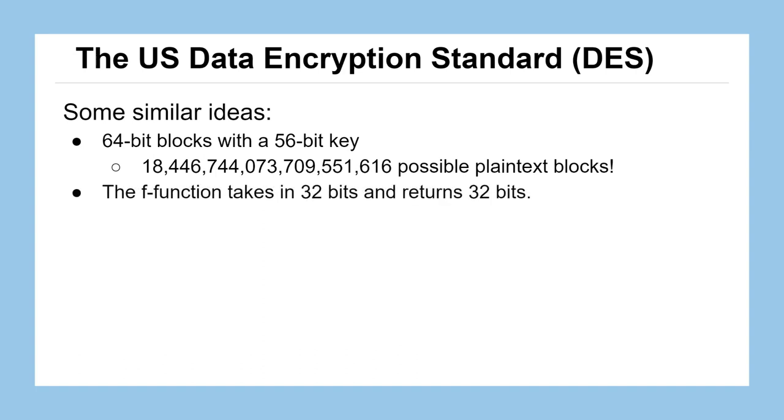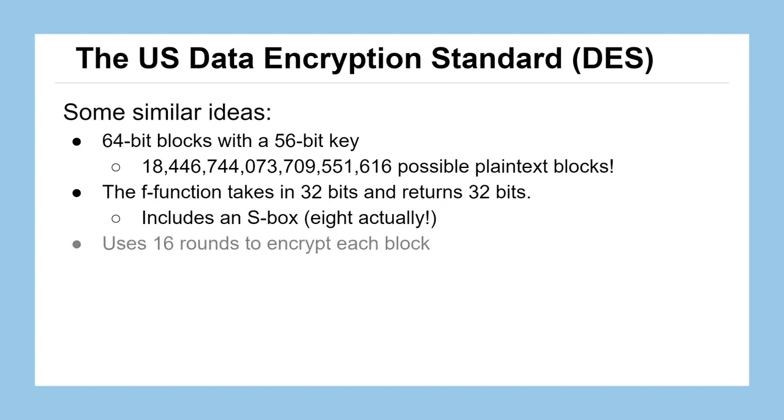The F function in the DES cipher takes in 32 bits, so half of that 64 bits, and it returns 32 bits, so the same size. Now, the difference is that this F function is much more complicated. It actually uses 8 S boxes inside. So it takes in those 32 bits, does some expansion and compression of those bits, and then puts them into 8 different parallel S boxes to get some outputs. It's very complicated. And then the output does get XORed with the left half of the message. And it does that for 16 rounds. So not 3 rounds like our baby block, but 16 rounds.